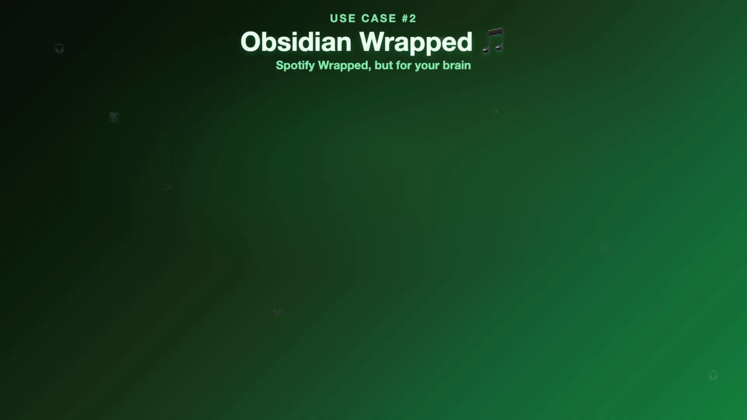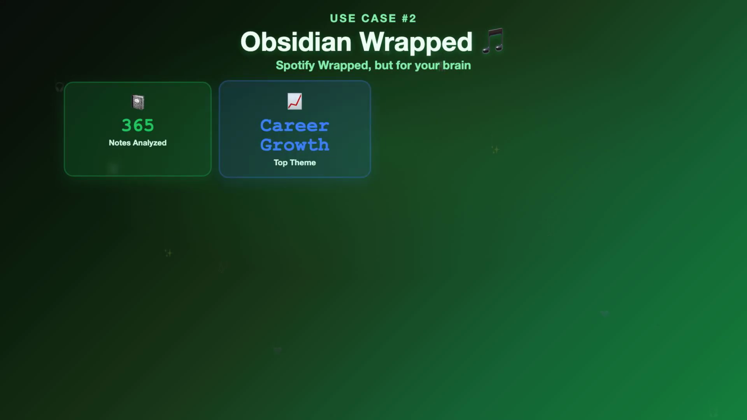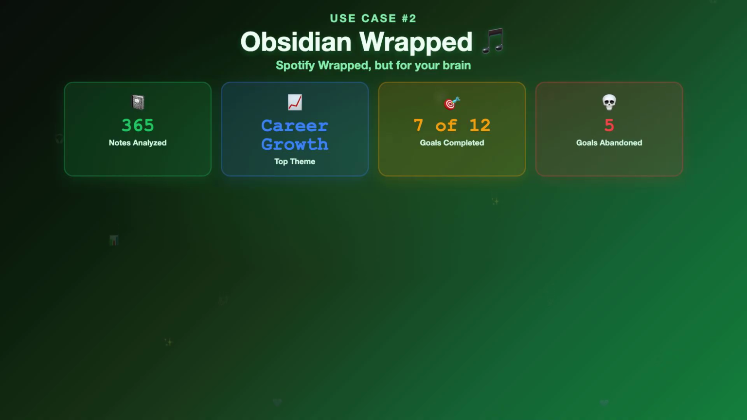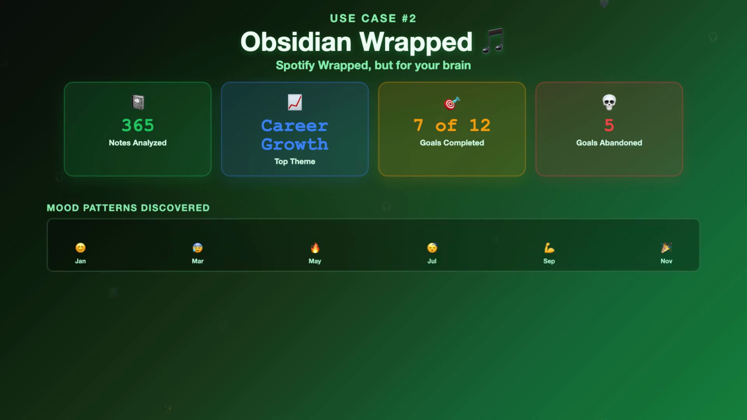This next one is my absolute favorite. Think of it like Spotify Wrapped, but for your brain. If you keep daily notes or a journal in Obsidian, just tell Claude Code, read all my daily notes from last year and create a year in review. Claude will analyze 365 days of your thoughts and generate something truly incredible.